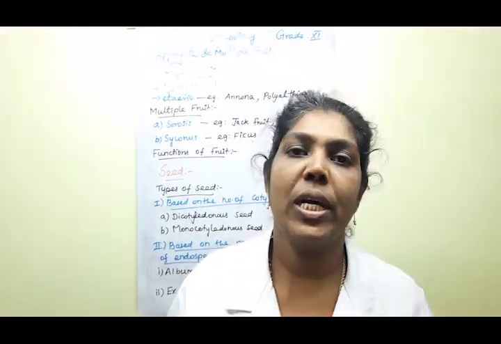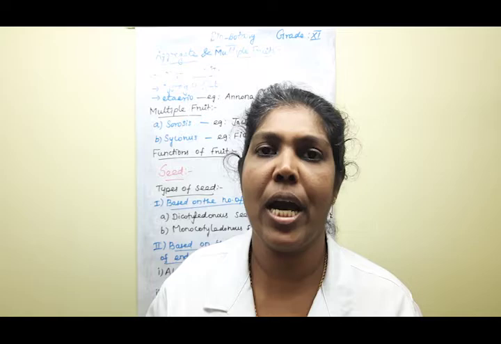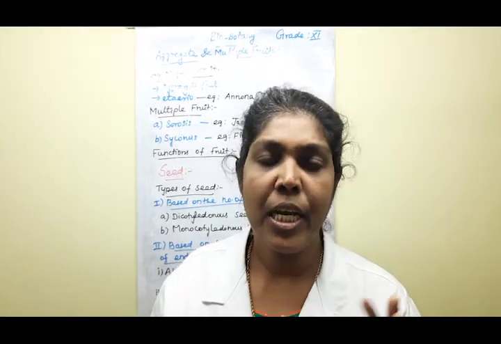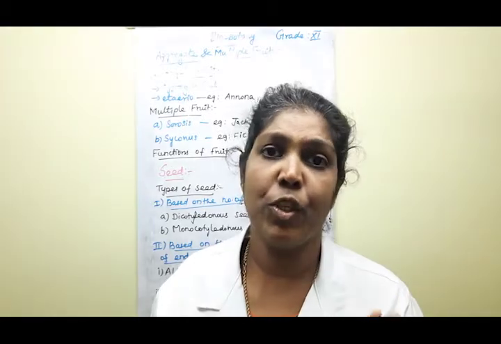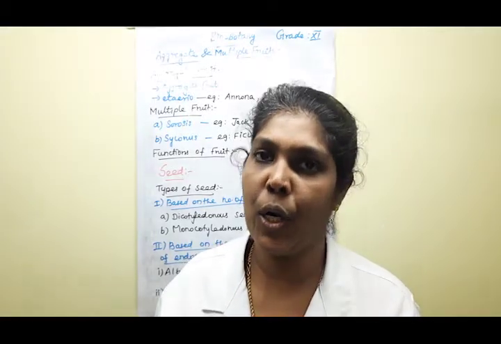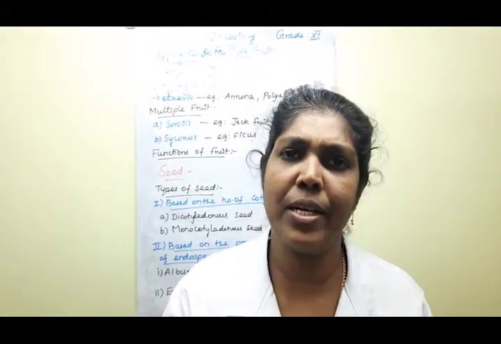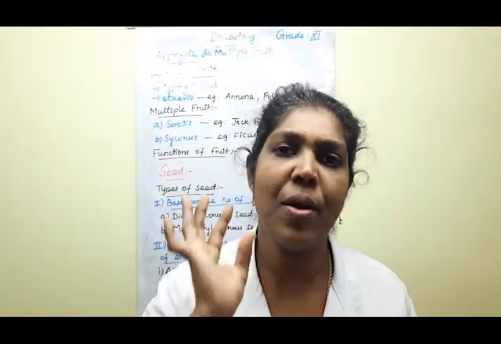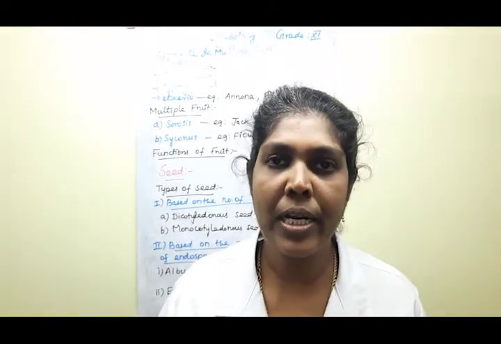Next one, monocotyledons. Very good. The best examples are paddy, rice, and maize, isn't it? Yes, correct. All these things come under monocotyledon. The basic concept is that only one cotyledon is present inside the seed. Clear, children? Say yes or no.